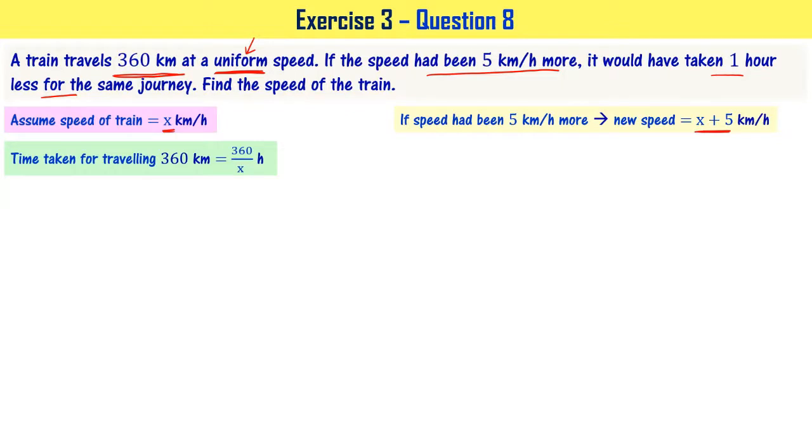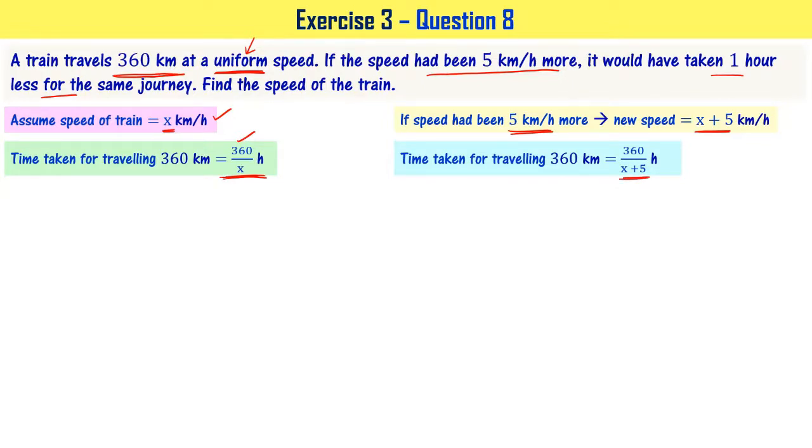In the first case, when you assume the speed to be x kilometers per hour, the time taken for traveling is going to be distance divided by speed, right? Distance is 360 kilometers and speed is x. So time taken for traveling 360 kilometers in the initial case is 360 by x. In the second case, when the speed had been 5 kilometers per hour more, the time taken is going to be 360 divided by x plus 5 hours.